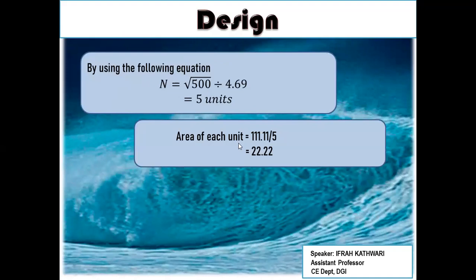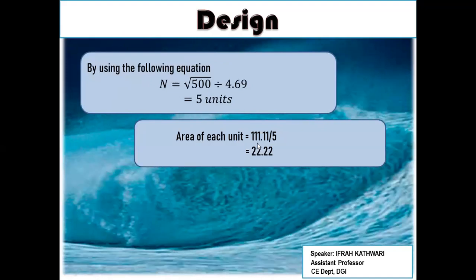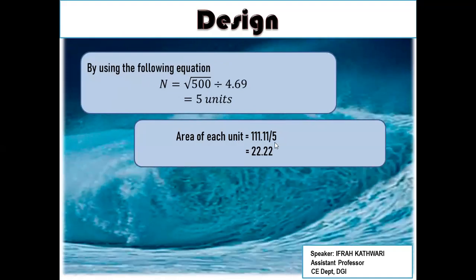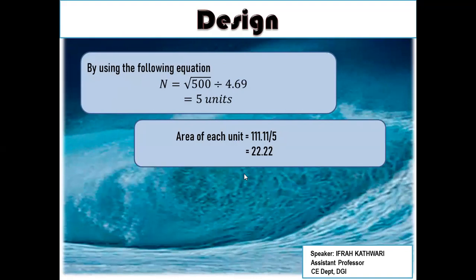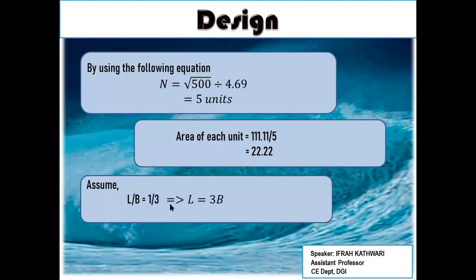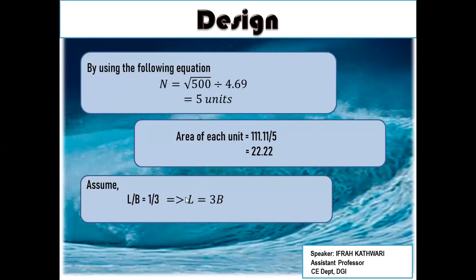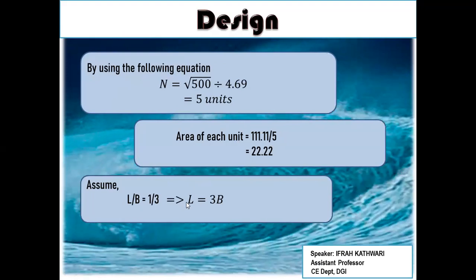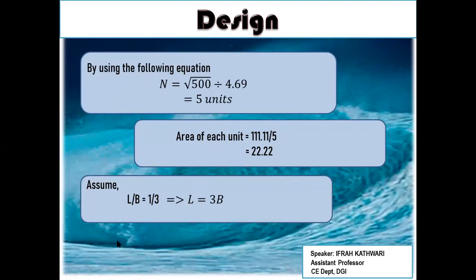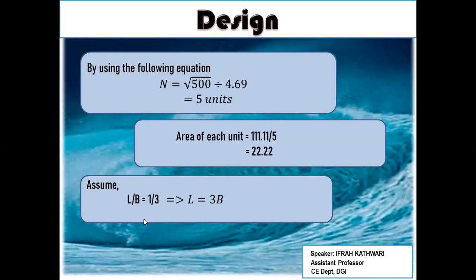The area of each unit will be the total area divided by the number of units we are having. It came out to be 22.22. So the area of each unit is given to you. In slow sand filters, we assumed it to be 20 into 10, length into breadth, we assumed a length into breadth ratio. But here we will assume L by B is equal to 1 by 3.